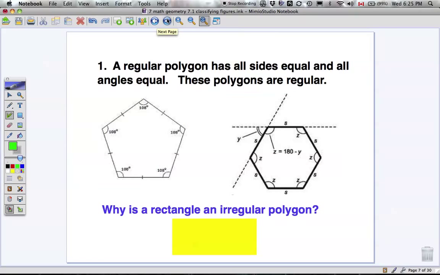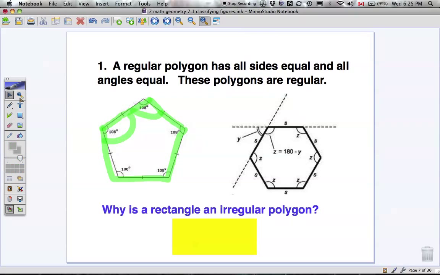Then we get to a little more complicated. We get regular polygons and irregular polygons. There's sort of a subclass of polygons. The regular polygons have all sides equal and all angles equal. So this is a regular pentagon, penta meaning 5, and it's 108 degrees for every single angle within it.